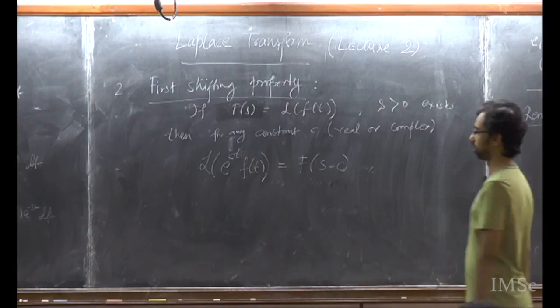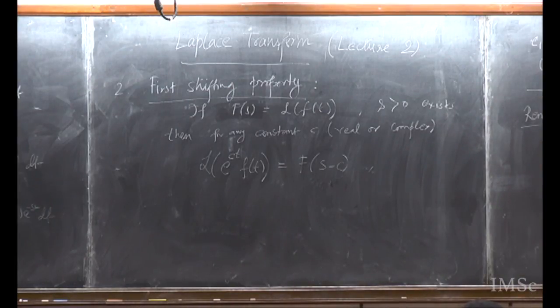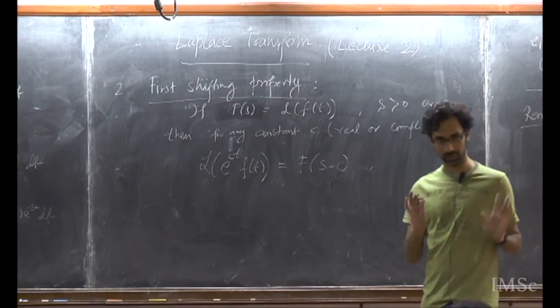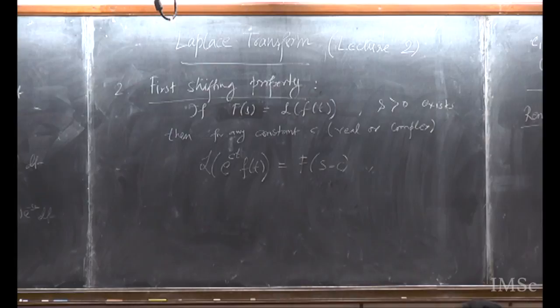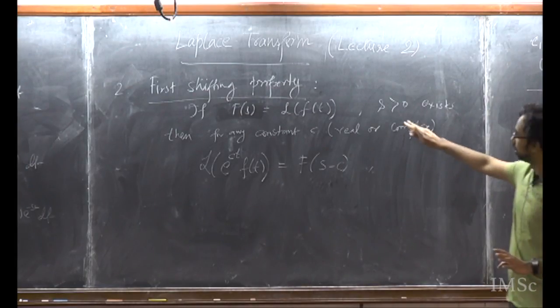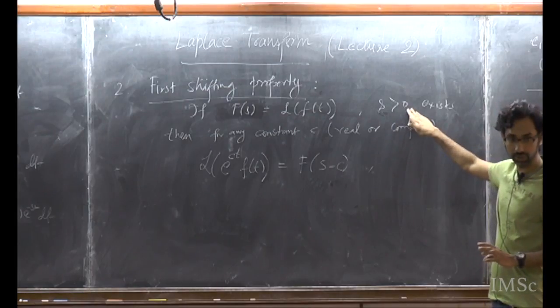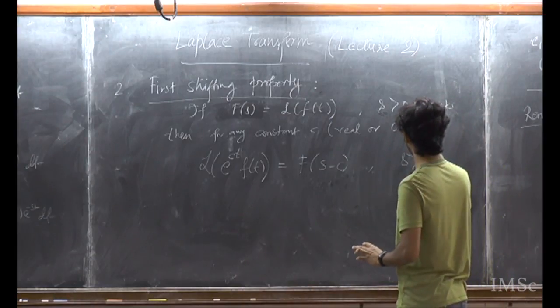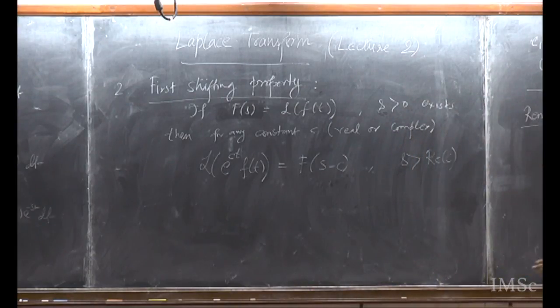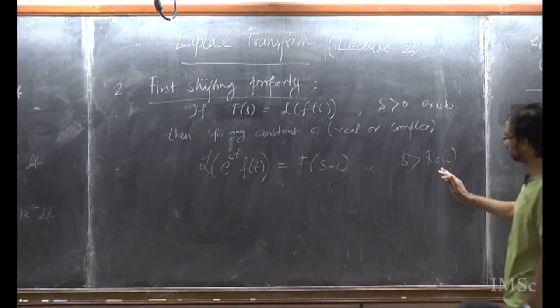What is the region of convergence? Sorry? S greater than? Okay. You have to be careful here, okay? If c is real, s is real, then it's okay. No problem. But remember that we have defined it for s positive, but if c is a complex number, then s should be greater than the real part of c. Because if you just write s greater than c, it does not make any sense because c is a complex number, s is a real number. So this should be true.